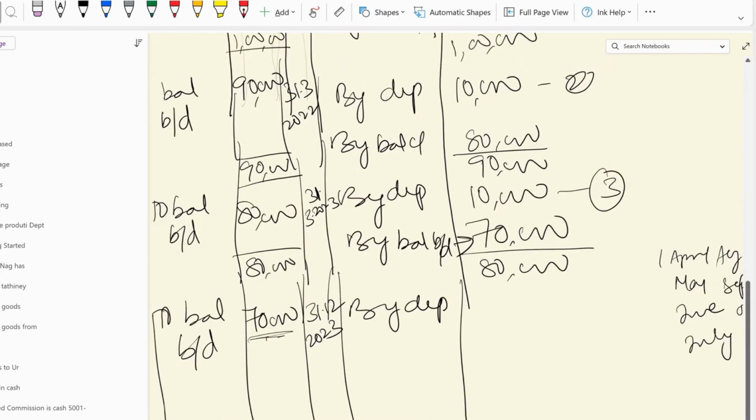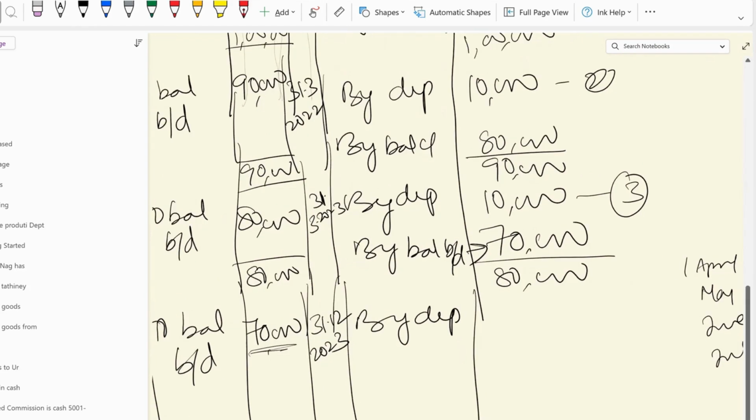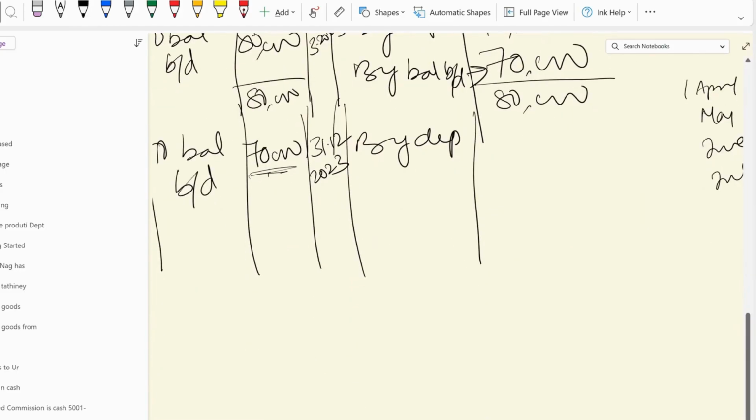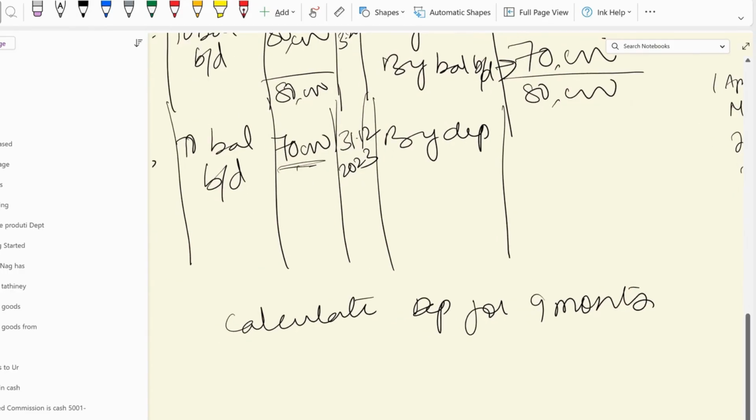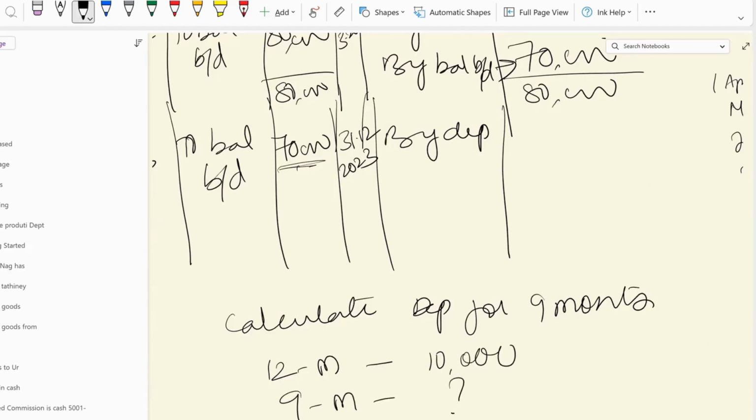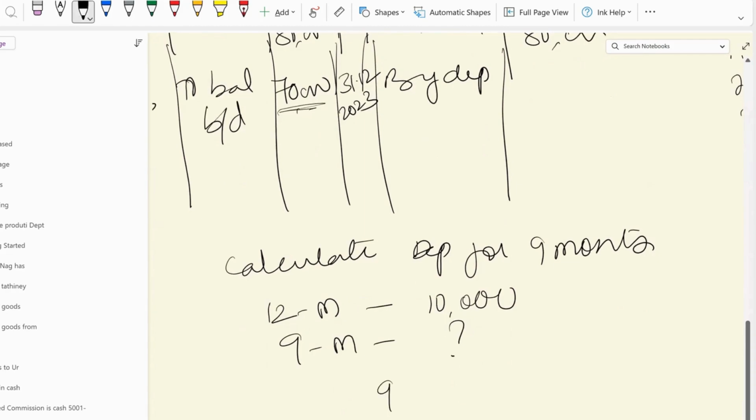Now this depreciation is for 12 months, but we have used the machinery only for 9 months. Now, how will you calculate depreciation? Calculate depreciation for 9 months. Why are we calculating for 9 months? Because we sold the asset on 31st December. So till 31st December, only 9 months are there. For 12 months, it is 10,000. For 9 months, what will be the depreciation? So 9 into 10 divided by 12.